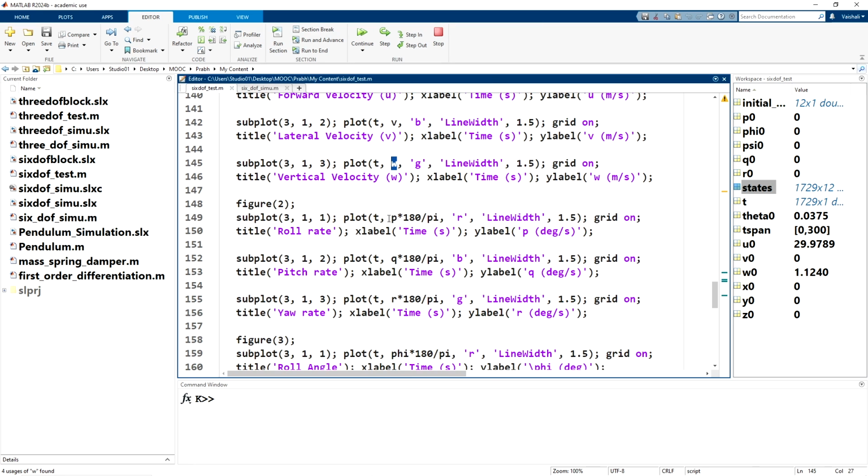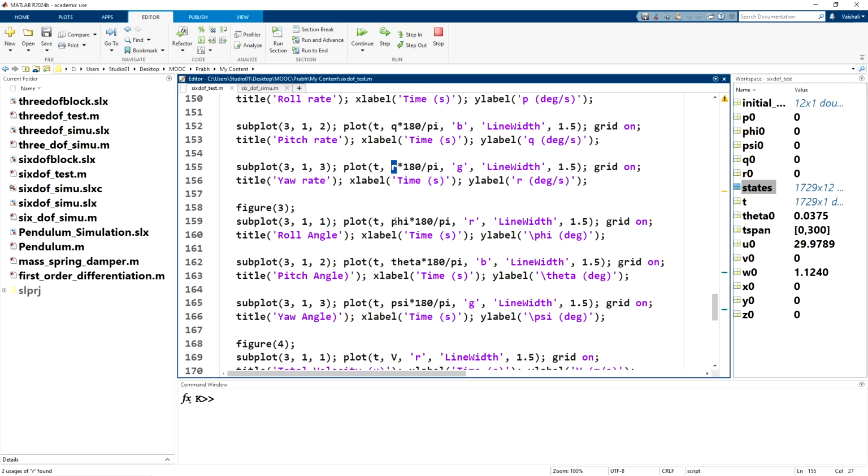Figure 2 indicates the angular rates, where I have converted p into degrees, that is radians to degrees, multiplied by 180 by pi. Then the second plot is pitch rate q, and the third plot is r. And figure 3 plots the Euler angles, that is phi, theta and xi. This also I have converted into degrees.